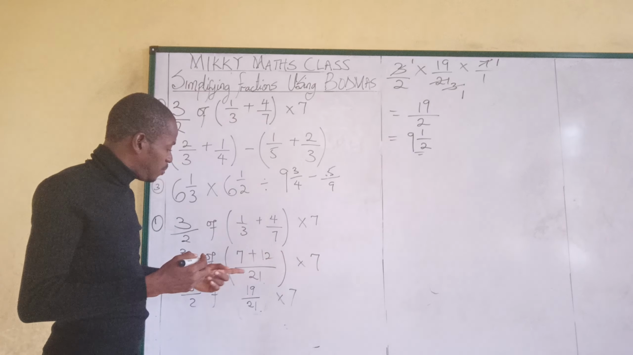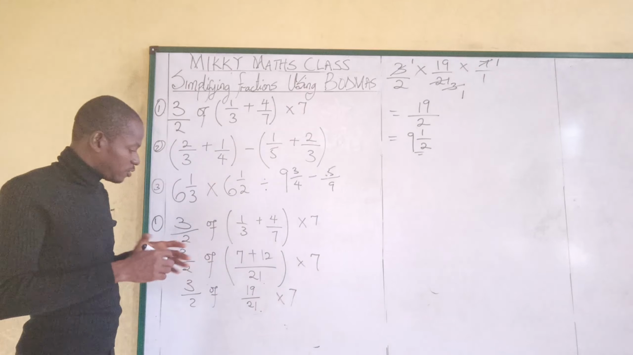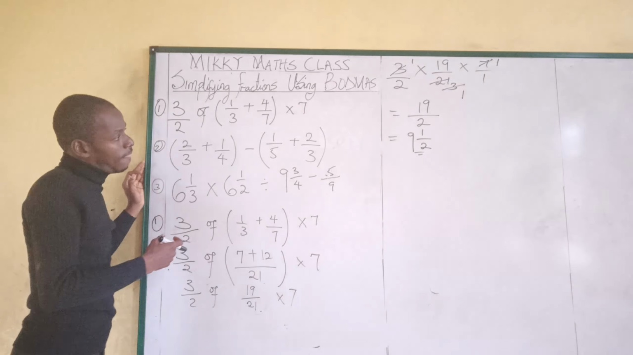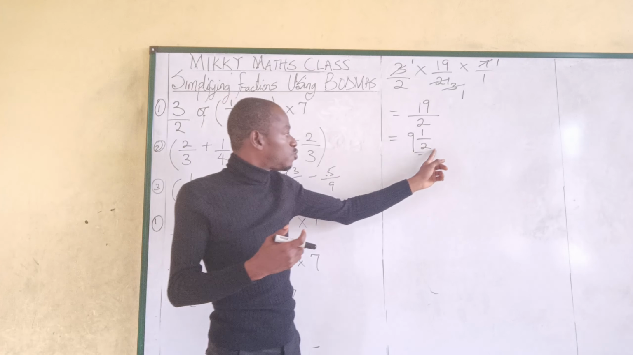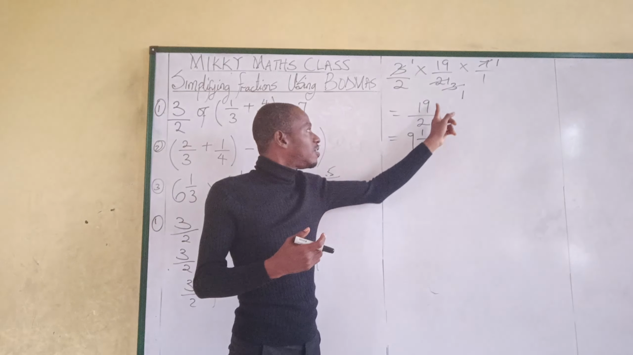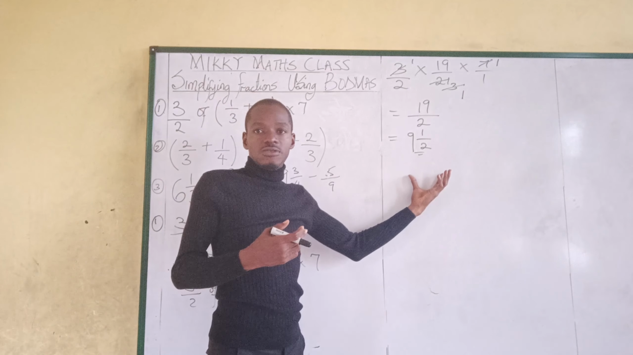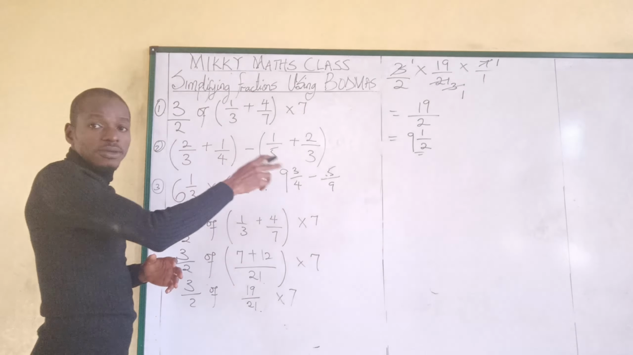I've ended up using the BODMAS rule to solve this question on the board. Now I can still take this mixed number to the improper fraction. 2 times 9, 18, plus 1, 19 over 2. It's best to leave your answer like this. When you have an improper fraction as the answer, put it in a mixed number.